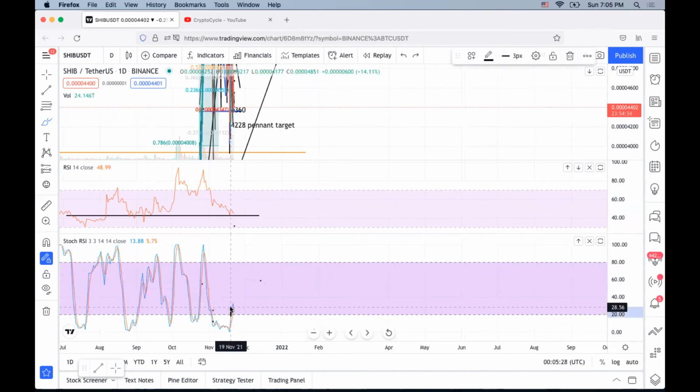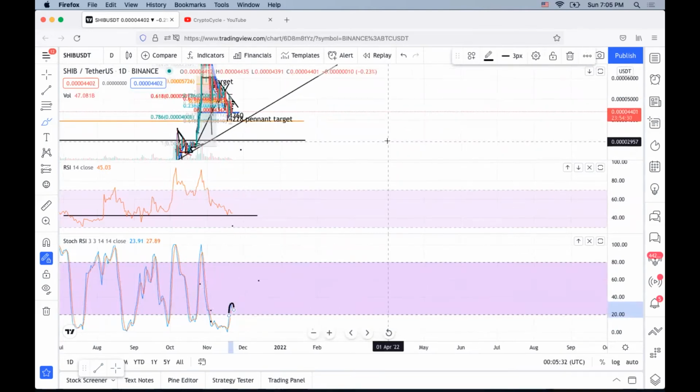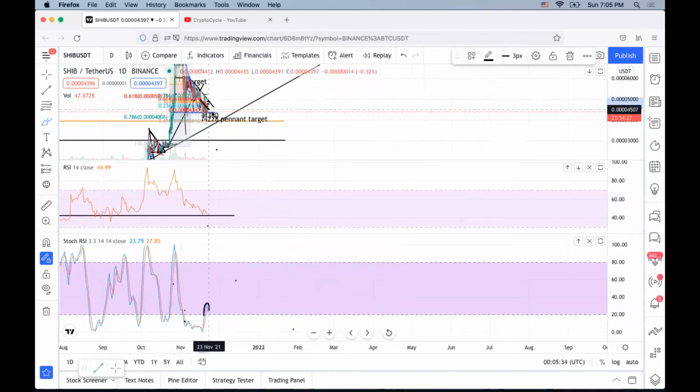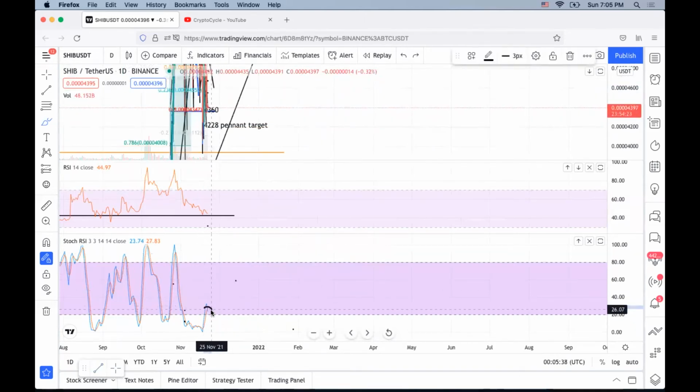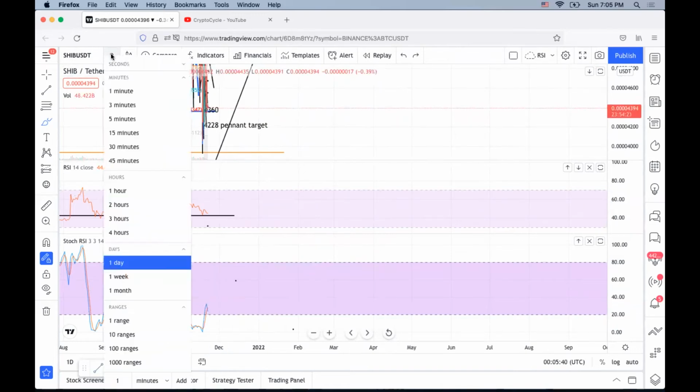Our stochastic is pointing a little bit downward right here. That's where you can see up here where we did have this falling wedge pattern take place right there. So that's right here where we did see this start hooking back down. So let's head back over to our 15-minute chart and see how we are looking.